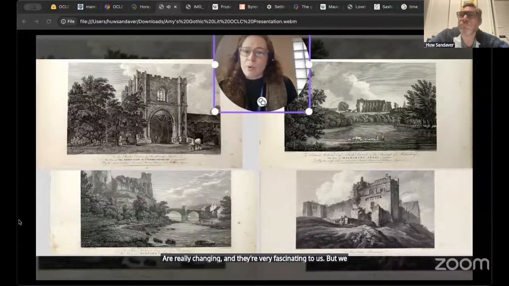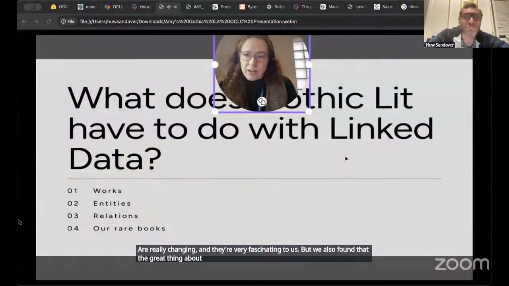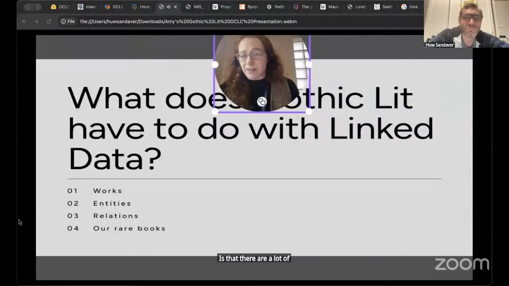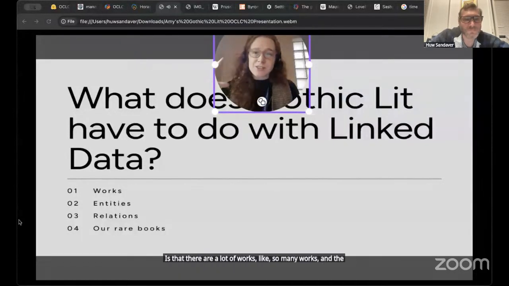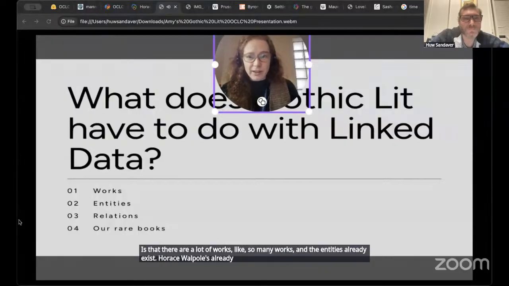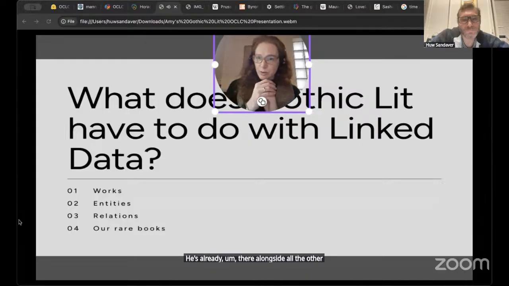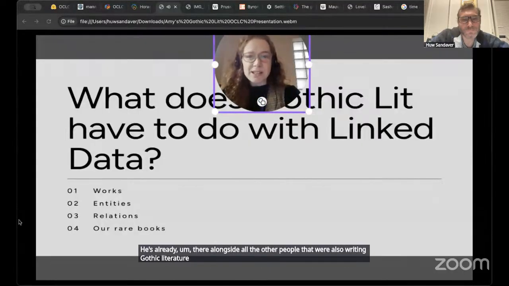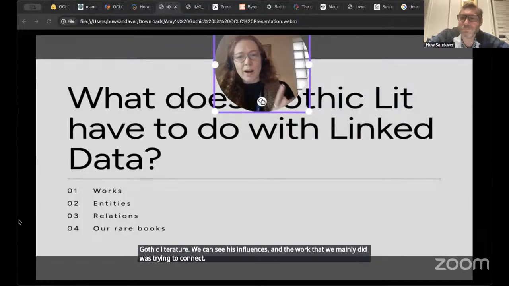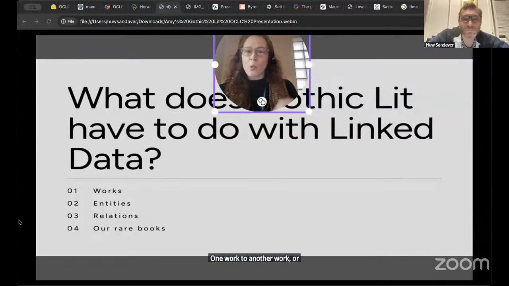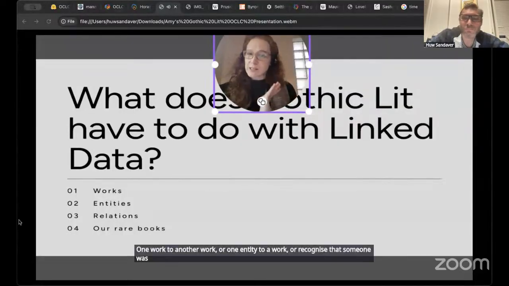But we also found that the great thing about Gothic literature is that there are so many works, and the entities already exist. Horace Walpole's already there, alongside all the other people that were also writing Gothic literature. We can see his influences. And the work that we mainly did was trying to connect one work to another work, or one entity to a work, or recognize that someone was inspired by somebody else, because we were trying to map.